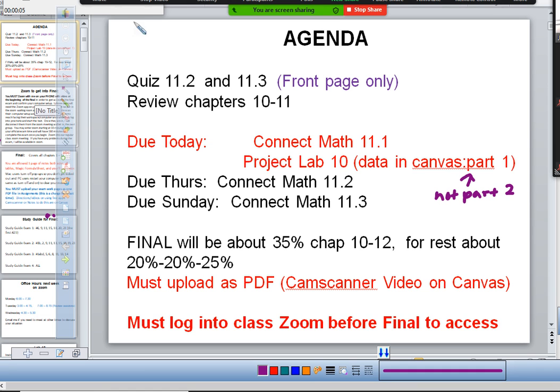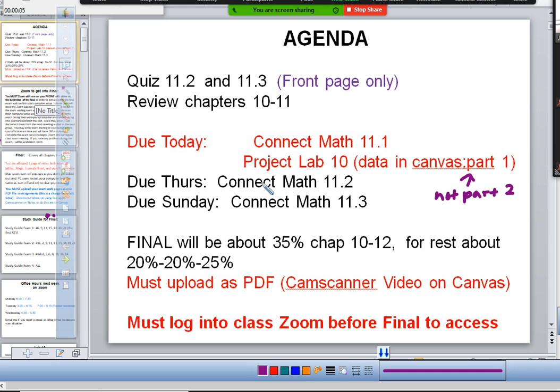Today you have Connect Math 11.1 due, and also Project Lab 10 is due, and there's a typo. I had said to find the data in Canvas, you go to Project Part 2, it's really Project Part 1 where you're going to find the link to the data. So it's in Project Part 1, not Part 2. Totally my mistake there.